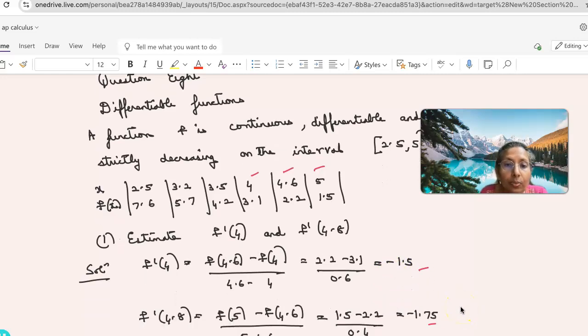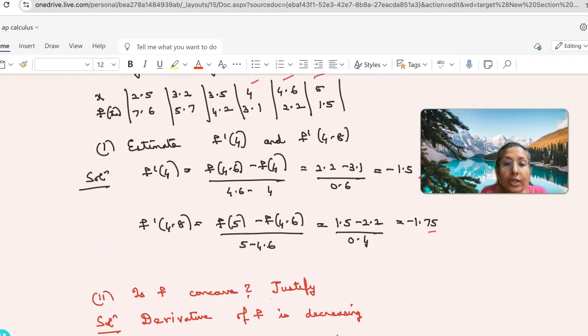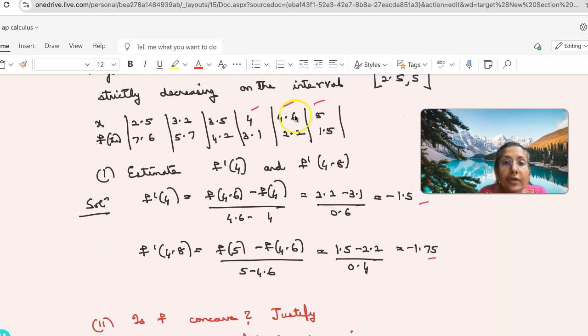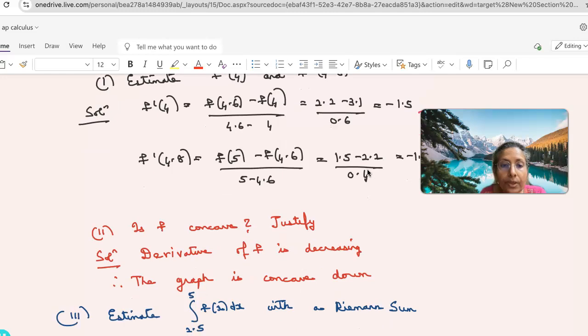Now 4.8 lies in the interval 4.6 to 5. So we will take f'(4.8) as (f(5) minus f(4.6)) by (5 minus 4.6). Substituting the values, you get minus 1.75. The same question asks: is f concave? Justify. The derivative of f is decreasing. So when it is decreasing, the graph is concave down.